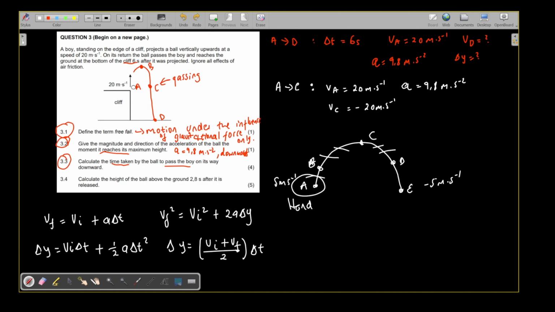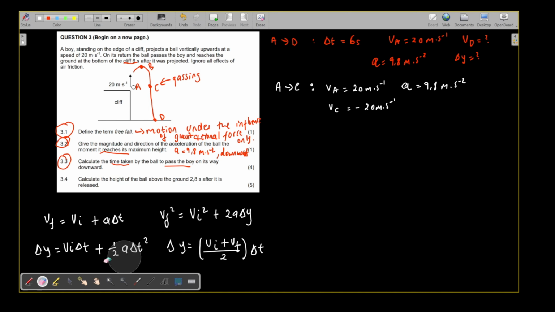But that is one way of doing this problem. You can look at A to C, or if you want, you can also look at A to B, because A to B seems to have more information. Let me show you. Velocity at A will be 20 meters per second, right? Velocity at B, what will be the velocity? Remember, this one is going to be 0 because it is at maximum height. Then what is going to be the acceleration? Remember, acceleration is 9,8 meters per second squared.